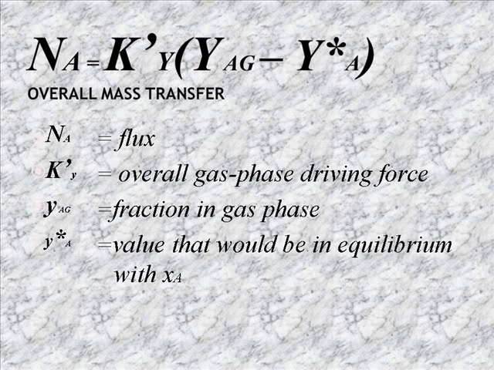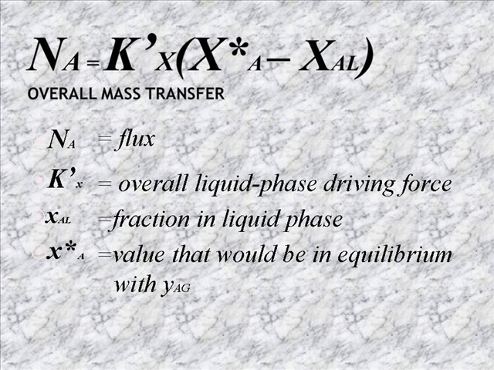In this slide, we have substituted Y with X, and here NA represents also the mass flux, K prime X is the overall liquid phase coefficient, XAL represents the mass fraction of A in the liquid phase, and X asterisk A is the value that would be in equilibrium with the mass fraction of A in the gas phase. So we have two equations.